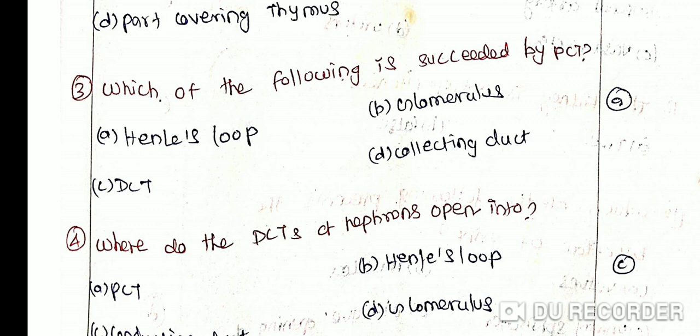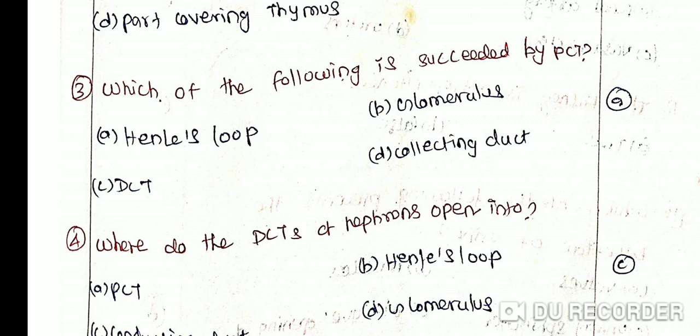Which of the following is succeeded by PCT? Option A, Henle's loop. Option B, glomerulus. Option C, DCT. Option D, collecting duct. The correct answer is option A, Henle's loop.